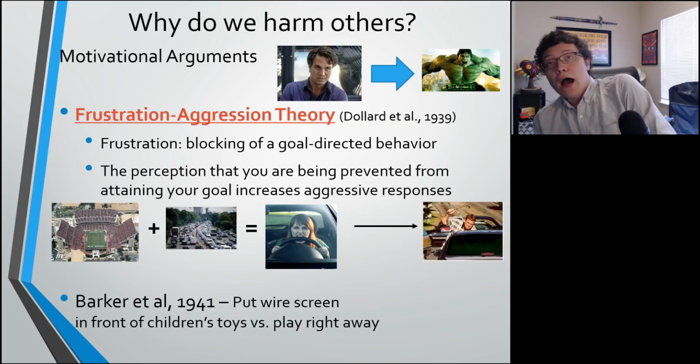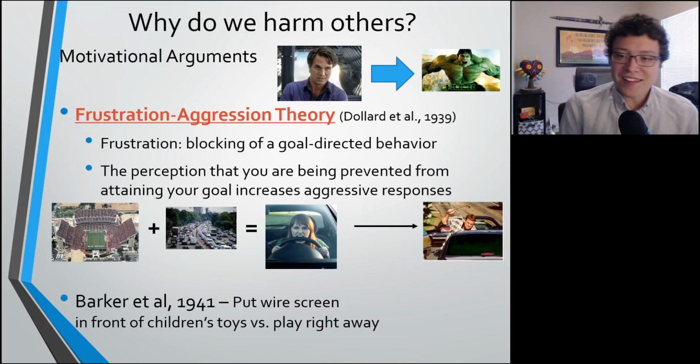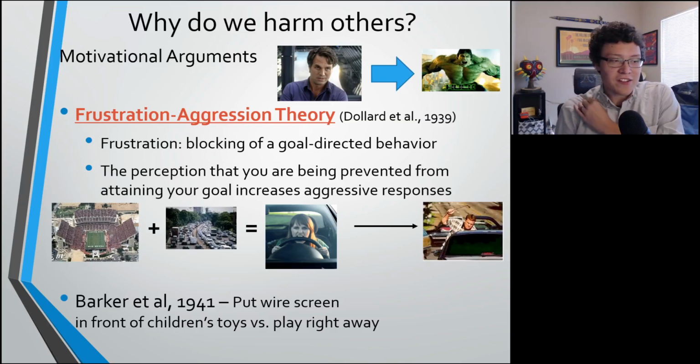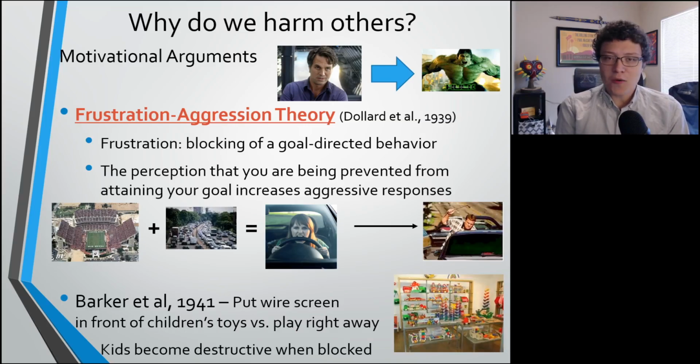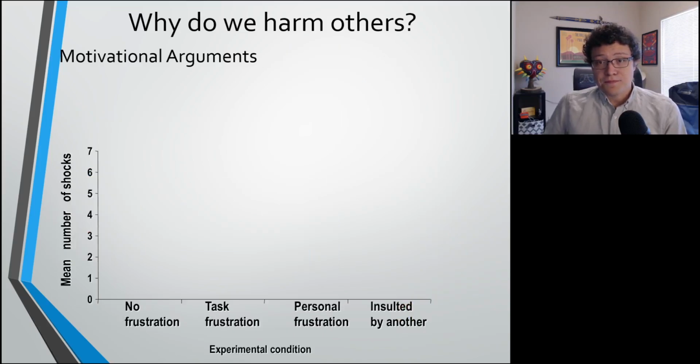Another example of this was Barker and colleagues. All they did was bring kids into a room in front of all of these toys. And they either put a wire screen in front of them where kids couldn't reach the toys, or they said, yeah, go ahead and play right now. And when these kids weren't able to play, you actually saw them get really aggressive and start to break down the wire mesh screen to get to the toys. I always found this really funny because this happens even with children, and children start to throw tantrums in the same way that maybe grown adults do sometimes.